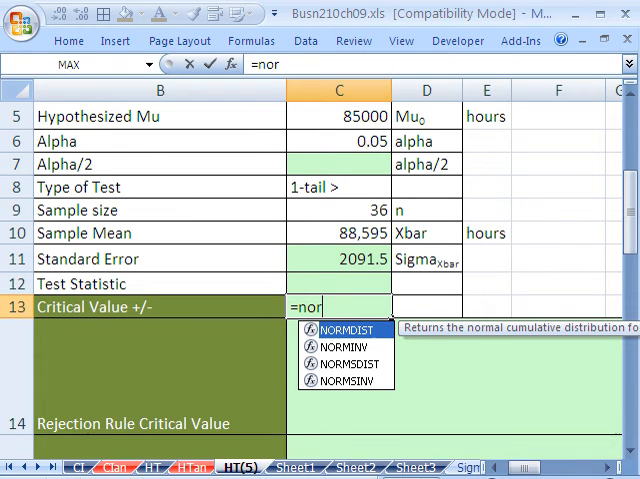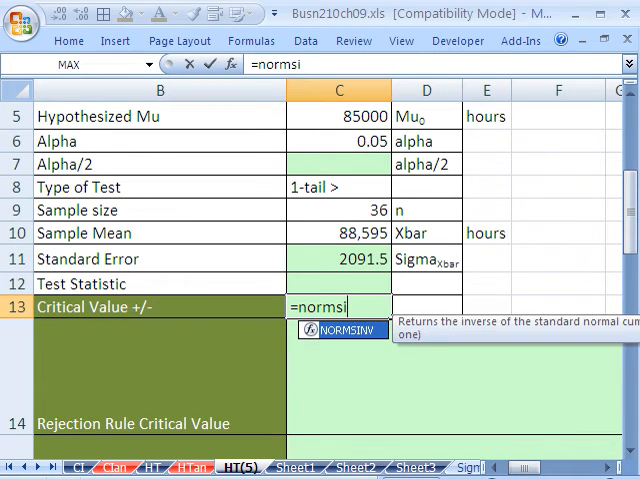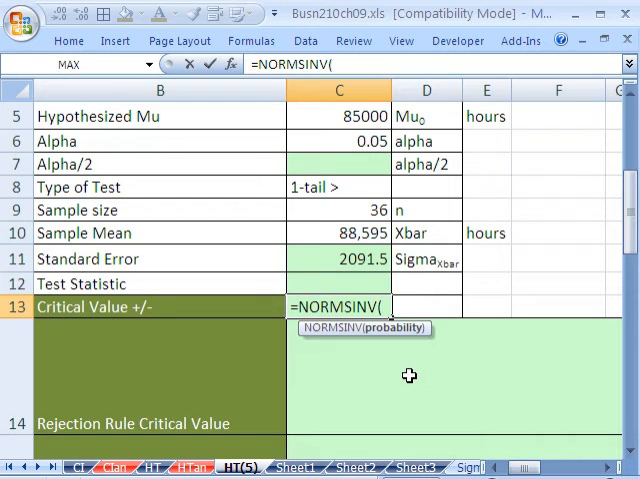We're going to do equals, and we're basing critical value off of alpha. So it's NORM.S.INV, and it's asking for the probability. This is on the upper end, so we can't use 0.05. We need 0.95, so we do 1 minus that.